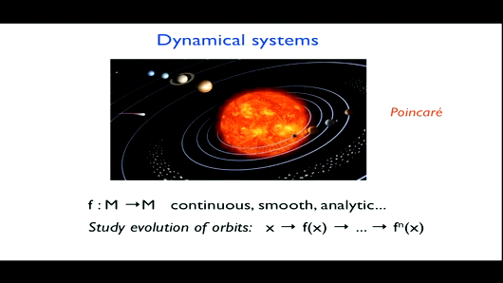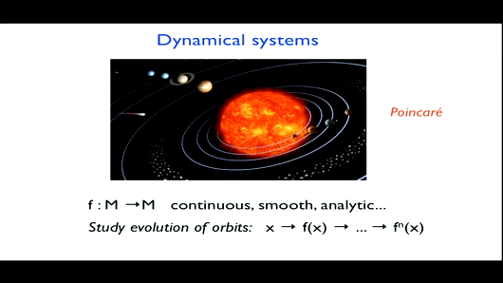So one modern way to describe the theory of dynamics is that one studies a map of a manifold to itself, which might have various qualities. It might be continuous, smooth, analytic, complex analytic, symplectic, etc. And one studies the evolution of points under this map. That is, you pick a point x, and then you compute f of x, then f of f of x, and so on. This is called the forward orbit of the point x.